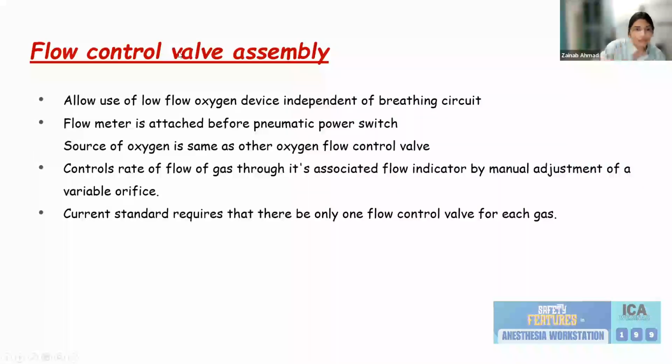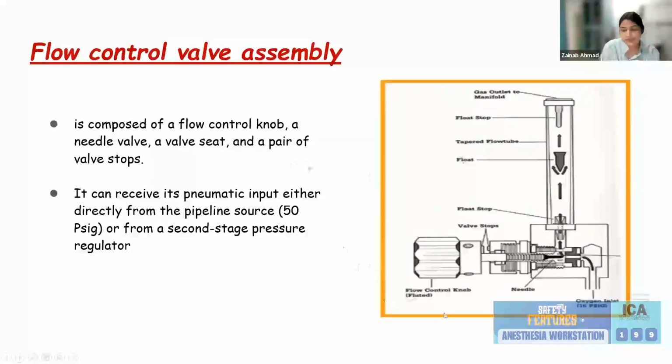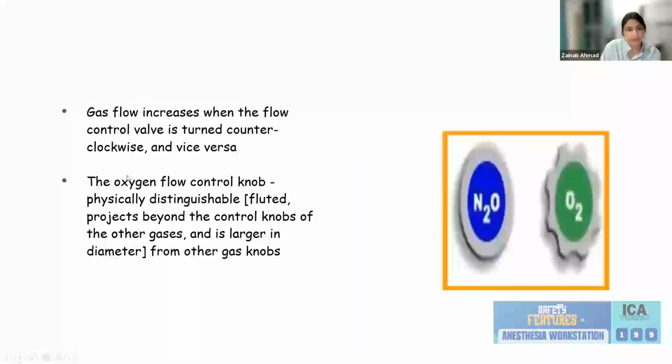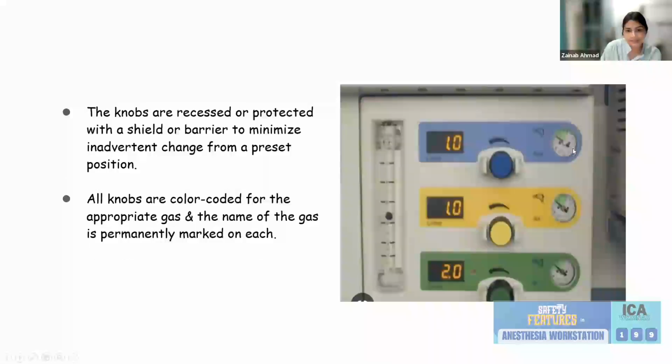The flow control valve assembly will be covered subsequently by Sunaina ma'am in her lecture, but just in a nutshell, it allows use of a low flow oxygen device independent of the breathing circuit. It has a flow control knob, the needle, the oxygen flow inlet, and the float stops. The one thing I will stress is the color coding: the oxygen knob is serrated, fluted, and large in shape, so tactile discrimination can be easily made through it.